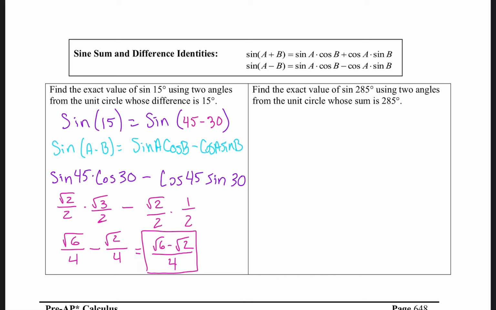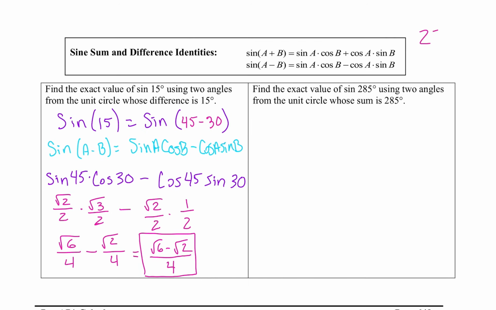So in the next one, it says, find the exact value of sine of 285 using two angles whose sum is 285 on the unit circle. So we're getting a little bit more complicated now. We got to think about numbers on the unit circle that would add together to get 285. So the first thing that kind of jumps out to me is, hey, I know 270 is the bottom of the unit circle.